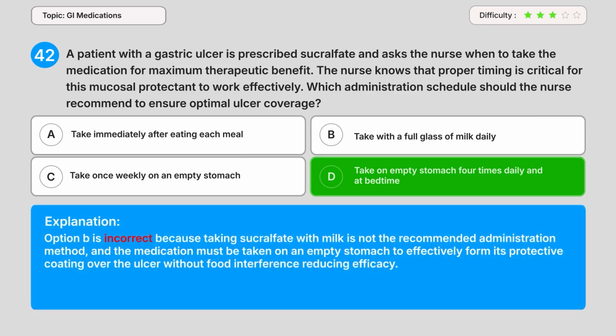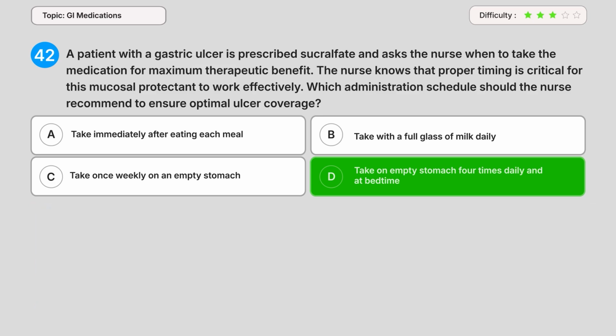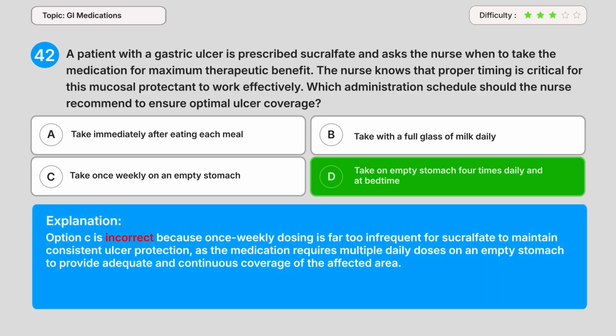Option B is incorrect because taking sucralfate with milk is not the recommended administration method, and the medication must be taken on an empty stomach to effectively form its protective coating over the ulcer without food interference reducing efficacy. Option C is incorrect because once-weekly dosing is far too infrequent for sucralfate to maintain consistent ulcer protection, as the medication requires multiple daily doses on an empty stomach to provide adequate and continuous coverage of the affected area.